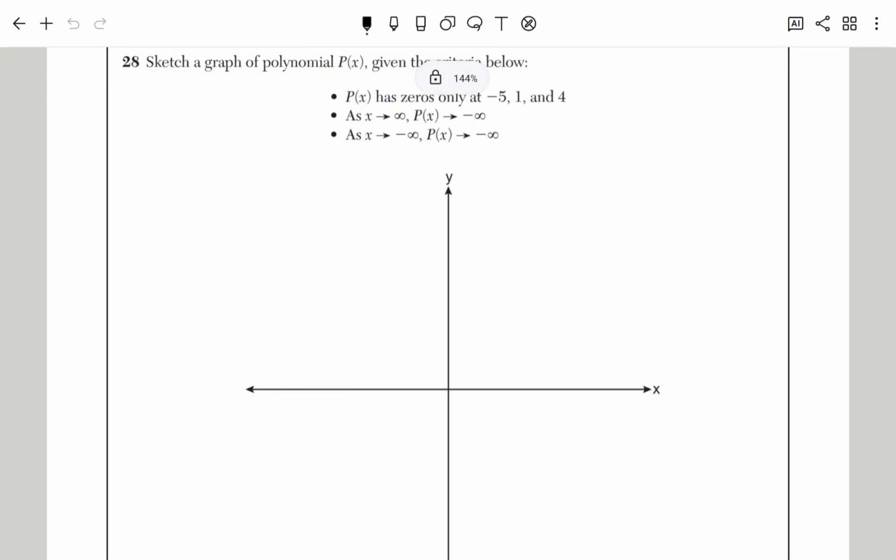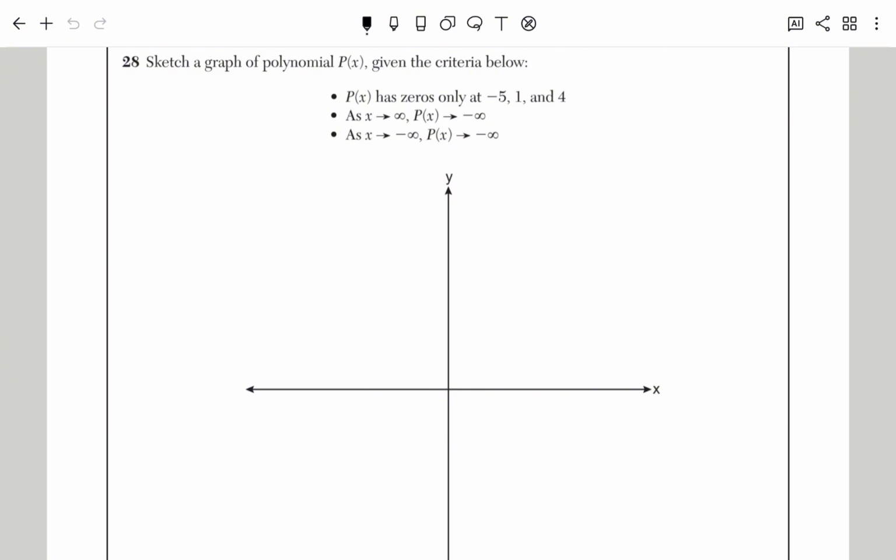Question 28 says, sketch a graph of polynomial p of x given the criteria below. P of x has zeros only at -5, 1, and 4. As x approaches infinity, p of x approaches negative infinity. And third criteria, as x approaches negative infinity, p of x also approaches negative infinity.